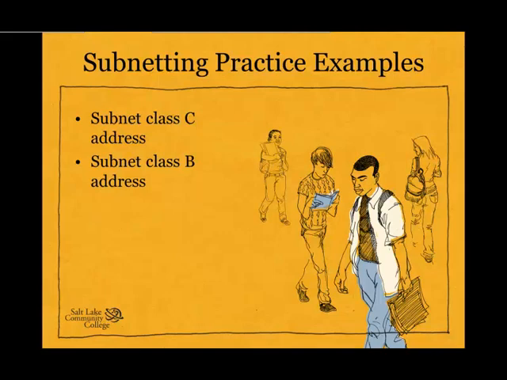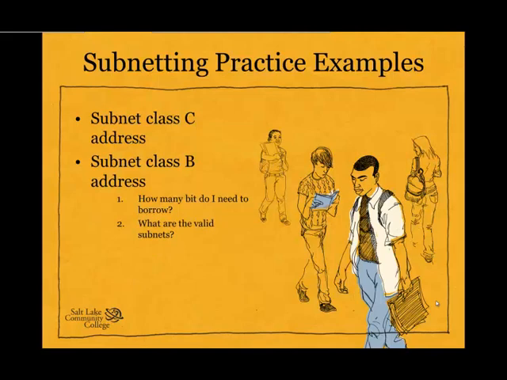Now, as we're going through this practice, I want you to always be asking yourself 4 basic questions. First one, how many bits do I need to borrow? Remember, a default Class C is one network with 254 hosts on it. If we want to subnet that and break it up into smaller networks, we have to know how many bits we need to borrow to accomplish our task.